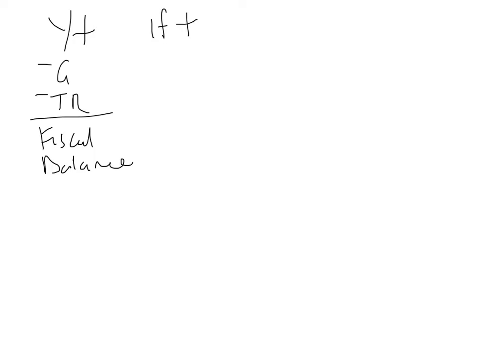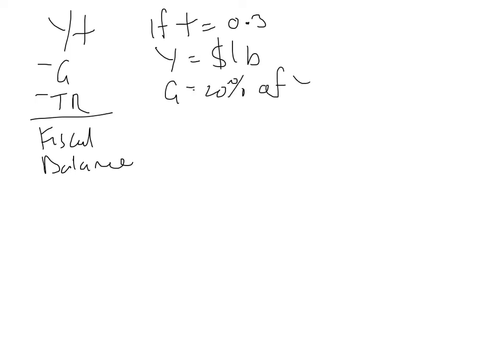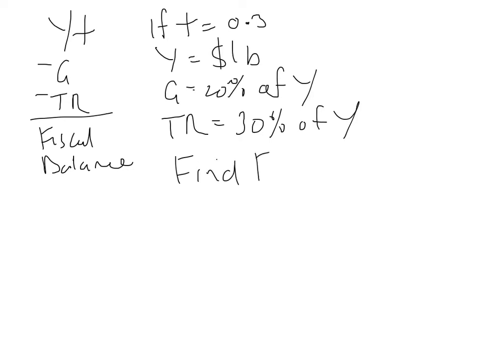If T equals 0.3, Y equals 1 billion. Oh, that's a big number. G is 20% of Y, and TR is 30% of Y. Find the fiscal balance. That's what's required. Can you do it?